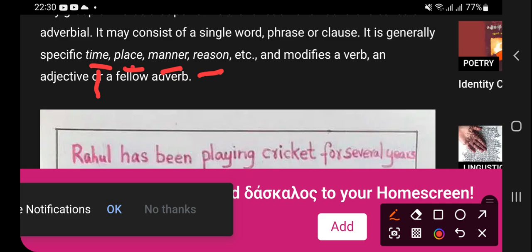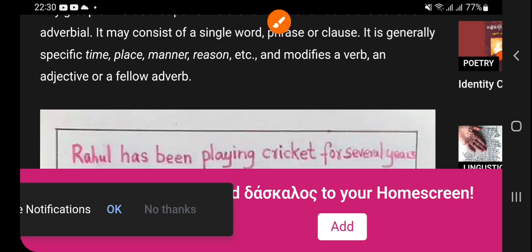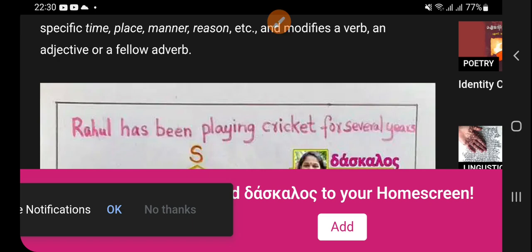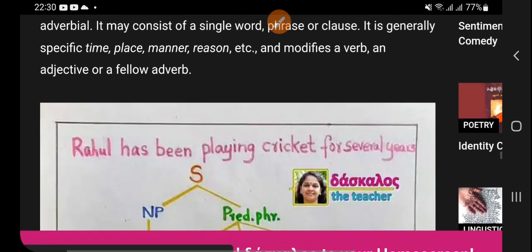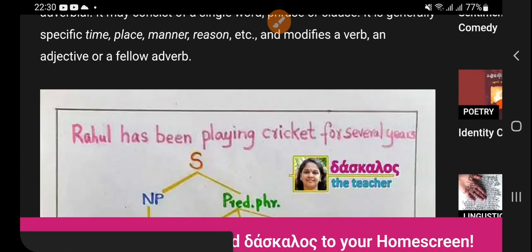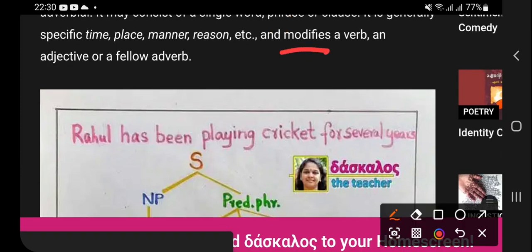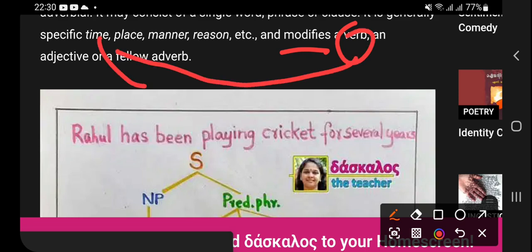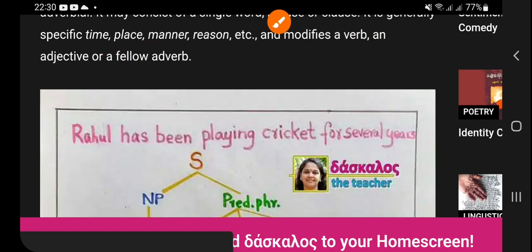What was the place? And the manner is which way this work was done, and what was the cause of that work. So that is called adverbial. These are generally specific things which are called modifiers, right, they modify the verb. So these different words are used to modify the verb. An adverb is the word which modifies the verb, right? It's called an adverb. Please take care.